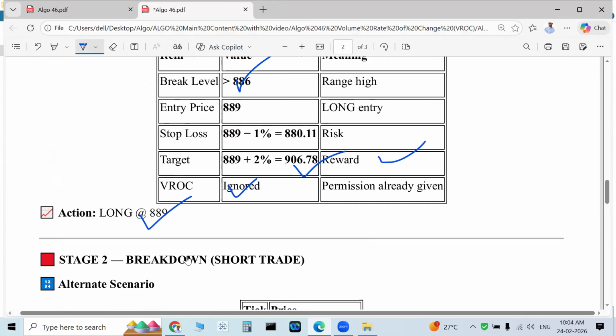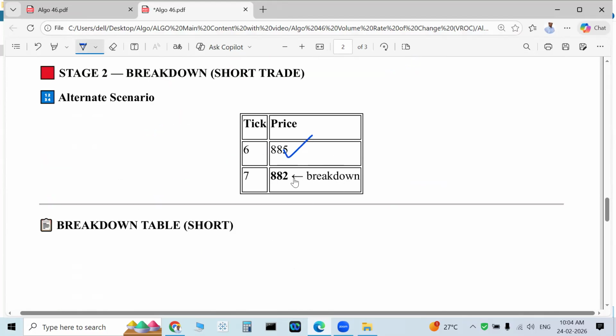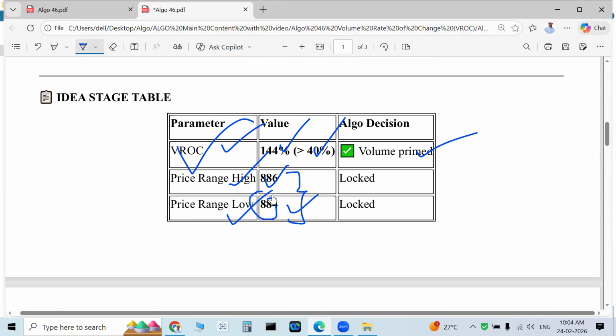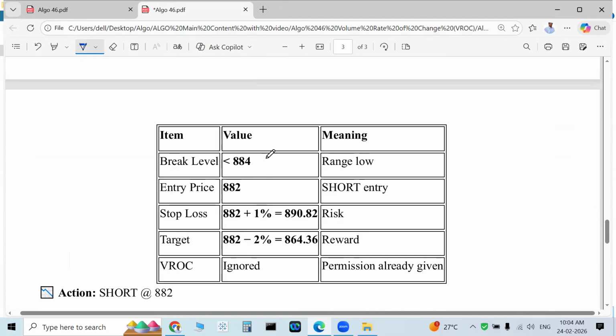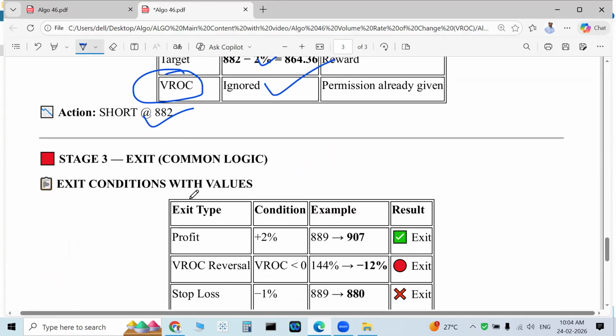Now the breakdown on the other side, the short trade. When do we take a short trade? Suppose 885 is the 6th price and the 7th price is 882. So it's below the price range which we have decided for the breakdown. Now we are going to enter the trade. 1% is the stop loss and 2% is the target. VROC is again ignored because it's already been taken into consideration. And once the short position is entered, we are going to exit either if the VROC cools down, meaning no volume is coming, or we reach the target, or we reach the stop loss. So that is the condition for exit.